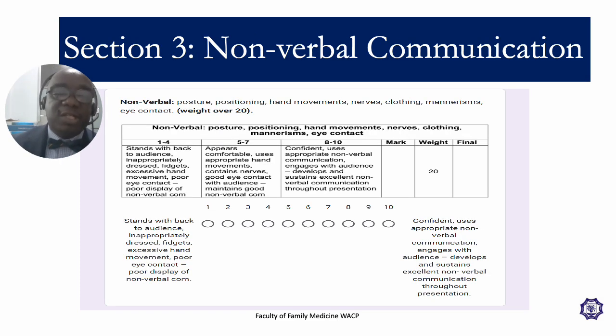The next section is an assessment of the nonverbal presentation skills, including posture, positioning, hand movement, whether they are nervous or not, the clothing, the mannerisms, and eye contact. Again, the weighting is over 20, and you can refer to the rubrics as presented for you to be able to score anything between 1 and 10, which is then converted to 20.